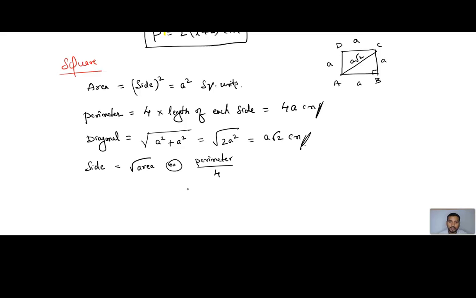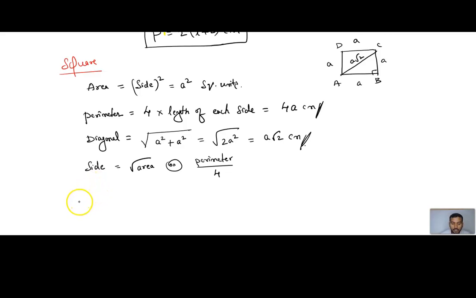If you want to find the side of a square, you have to find the square root of the area. If they have given the area value, you just do the square root of that value and you will get the side value. If they have given the perimeter, then you have to do the value of the perimeter divided by 4. So, this is the formula you have to use.